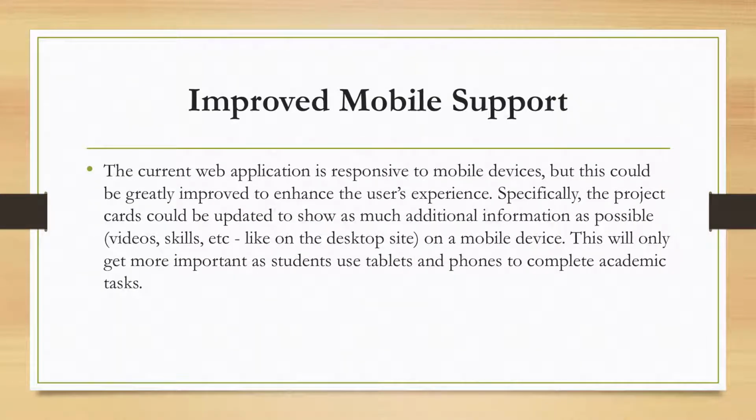So while the current web application is responsive in nature, this could be greatly improved to enhance the experience for all users. The project cards are usable on mobile, and the website overall is usable on mobile, but it's not an optimal experience. It's passable, but it doesn't look great. There are several areas that really could use some much needed attention. And as students use more websites on phones and tablets, this will only get more important as people have a more mobile life. Let me just give you a demo of what the website currently looks like on mobile devices.